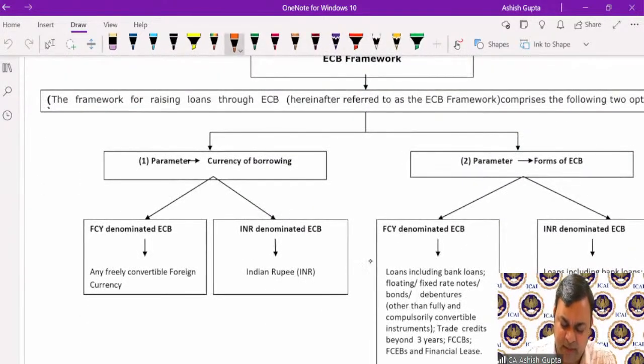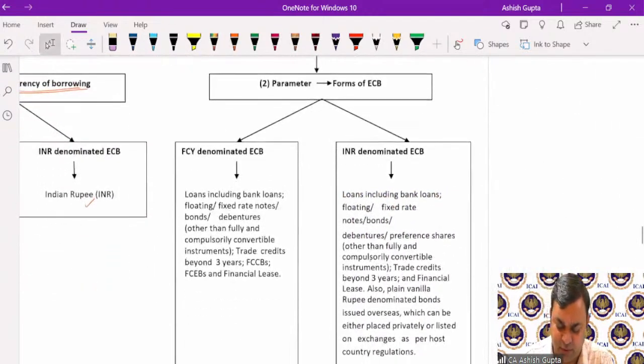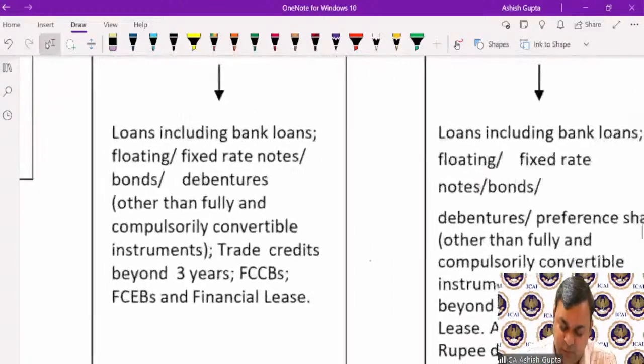Right? So parameters, currency of borrowing. First is foreign currency, any freely convertible currency, or Indian rupees. So you need to check which one, in which form you are going to take. Now, form of ECB, FCY denominated ECB, you can take in the form of bank loans.